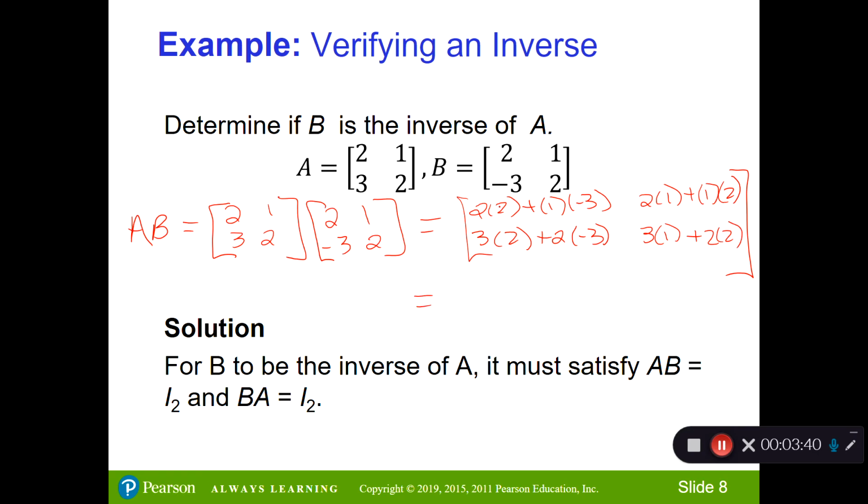Work this out. Right here, I would have 4 minus 3, that's a 1, looking good so far. 6 minus 6, that's a 0. Okay, we're doing great. 2 plus 2, that's a 4. It can't be a 4. It needs to be a 0 there to be right. 3 plus 4 is 7. This is not a 1 down the diagonal and 0 everywhere else. So nope, those are not inverses of one another because I didn't end up with the identity matrix. I don't even need to bother to check the multiplication the other way because the first one didn't work out.